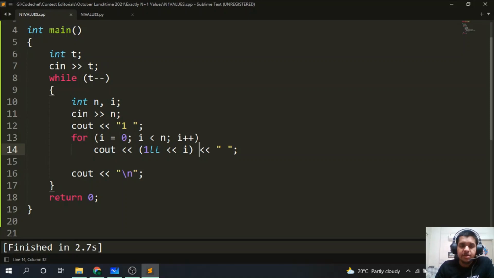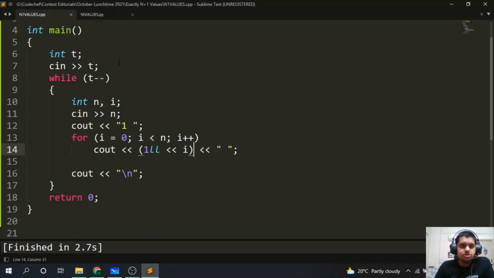So this is a very common mistake that you may make. 1LL is important because since we have n less than or equal to 60, the value of this can go into long int, and therefore writing 1LL is important over here. If you miss this, you will get a wrong answer. Okay. So cout 1LL left shift i. And that's it. That's the question done. This will give you an AC 100%.